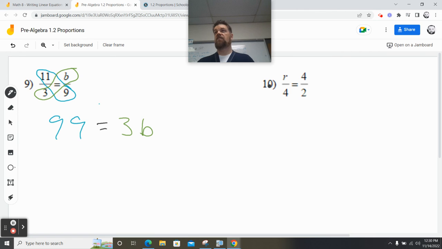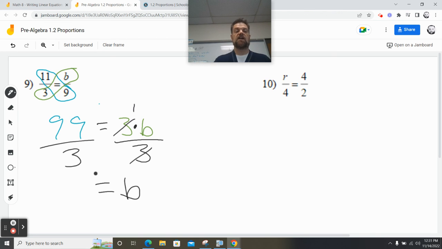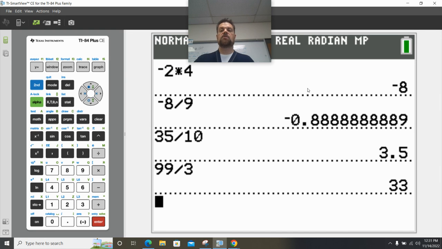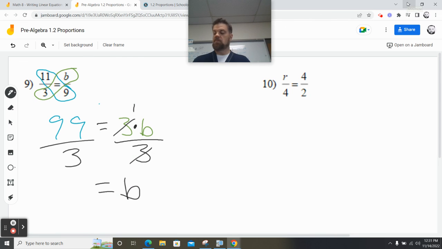As we were finishing this problem, a student was trying to tell me that 3 times b can be reversed by doing the opposite, which is divide by 3. 3 divided by 3 is 1. 1 times b is b. What's 99 divided by 3? I think it's 33. I'm going to plug it in my calculator and check. Take the numerator, divide it by the denominator. Well, bam with the bacon sizzle. My answer is 33.